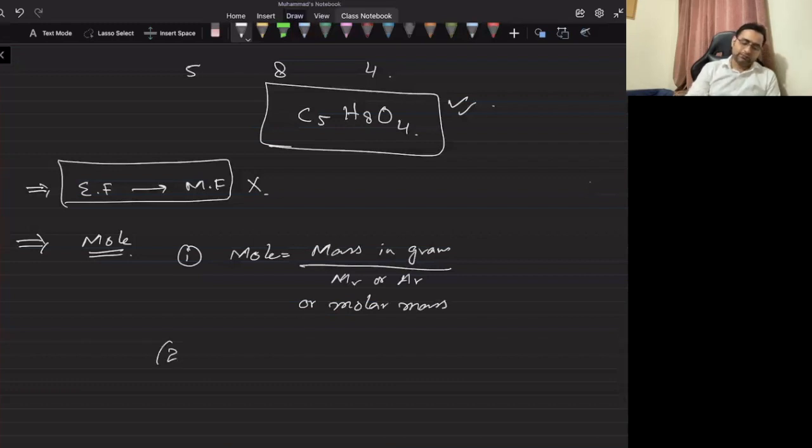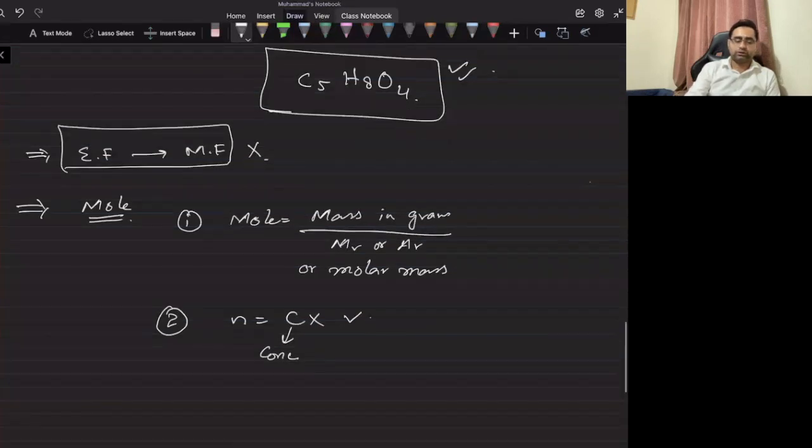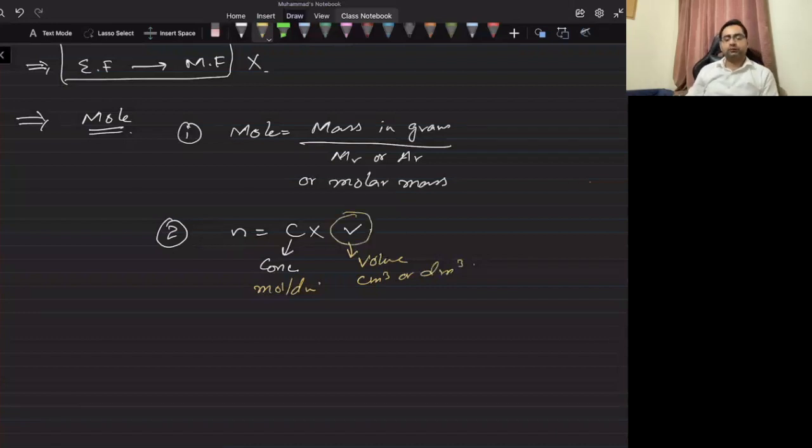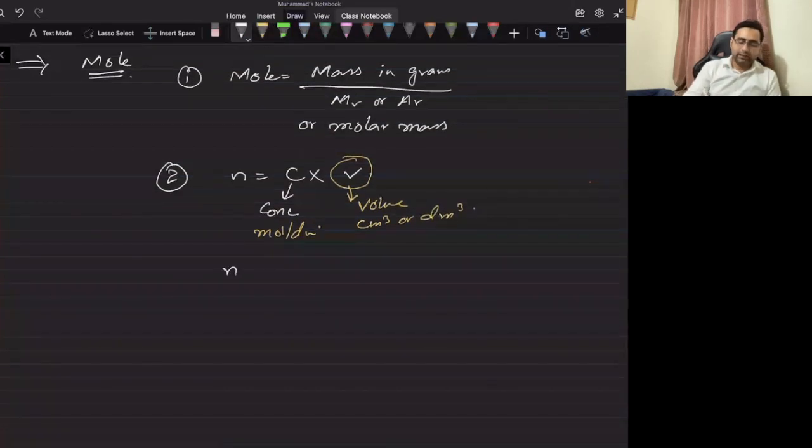Second formula is n is equal to C into V. C stands for concentration, and the unit for concentration is mole per dm cube. V stands for volume, and the unit for volume is cm cube or dm cube, but most of the time volume is given in cm cube. So every time you have to convert the cm cube into dm cube. So n is equal to, in simple words, volume over 1000, most of the time, to find out number of mole.